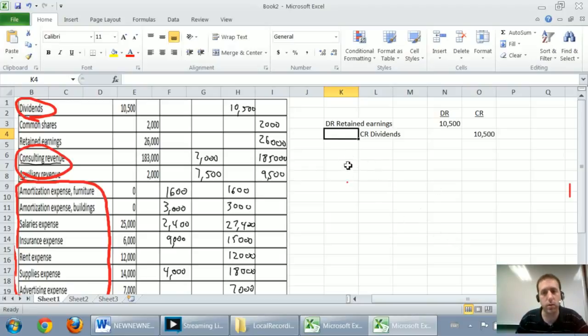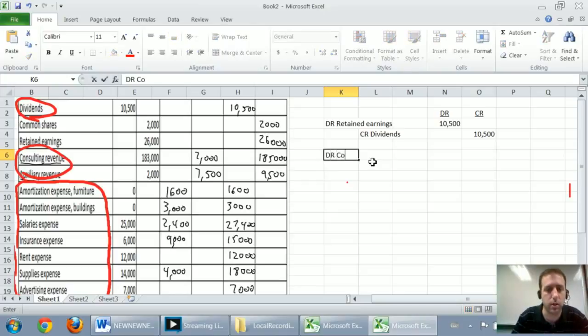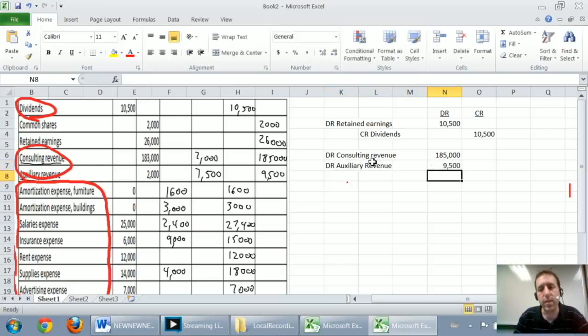Now we're going to close our revenues to retained earnings. To get revenues to close to retained earnings, I've got to make revenues go to zero. So how do I make a credit of 185 go to zero? I debit it by 185. So we're going to debit consulting revenue by $185,000. We're also going to debit auxiliary revenue by just $9,500, and at this point we can close it to retained earnings.